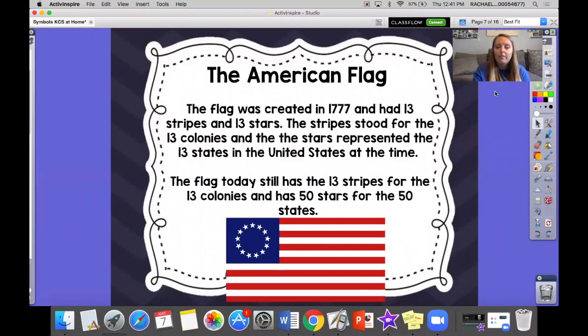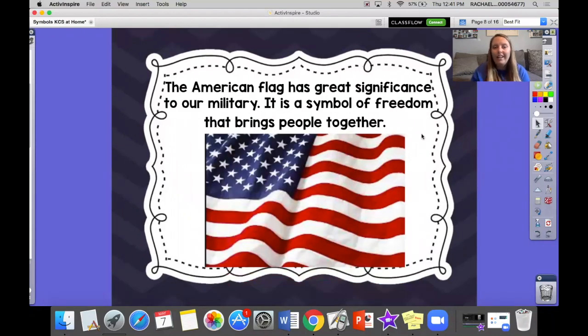So the American flag is a symbol of the United States. When you see it, it is supposed to show the United States without having words. The American flag has a great significance to our military. It's a symbol of freedom that brings people together. So when you see the American flag, you should think of freedom and bringing people together in our country.